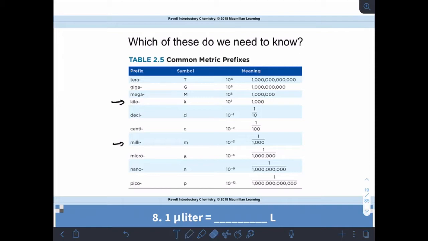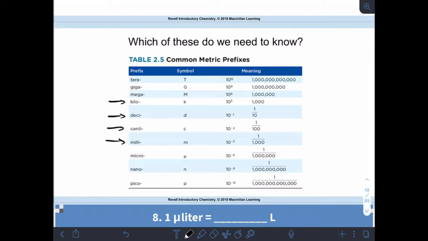So what we're going to do is ask you all to have memorized 4 of these, okay? It's useful to have the entire table in your head, and there are loads of mnemonics that help you to do that. But for the purposes of this course, we want you to know kilo, deci, centi, and milli, okay? You need to have those in your head for exam time.